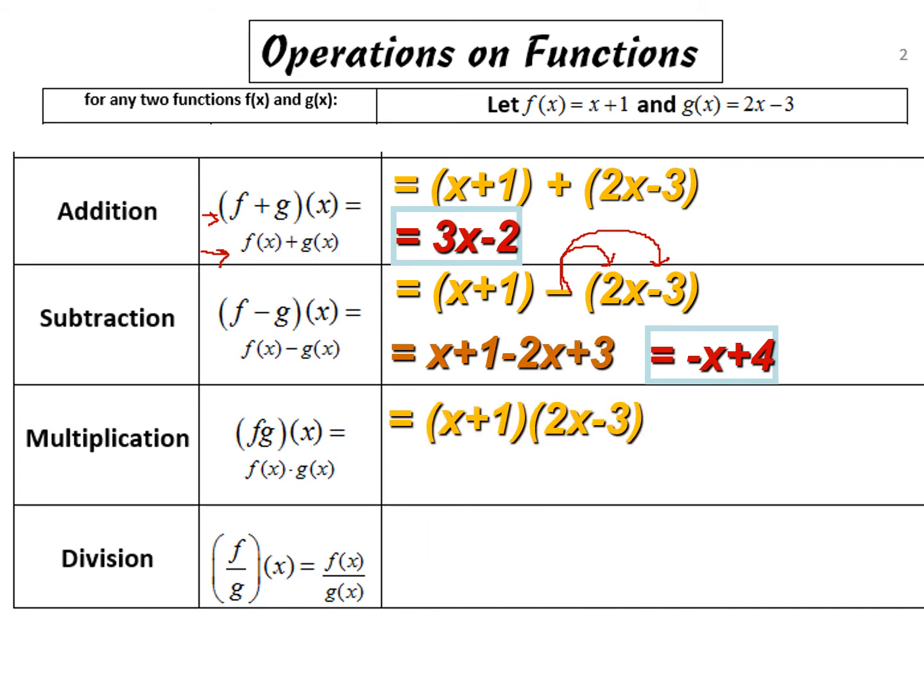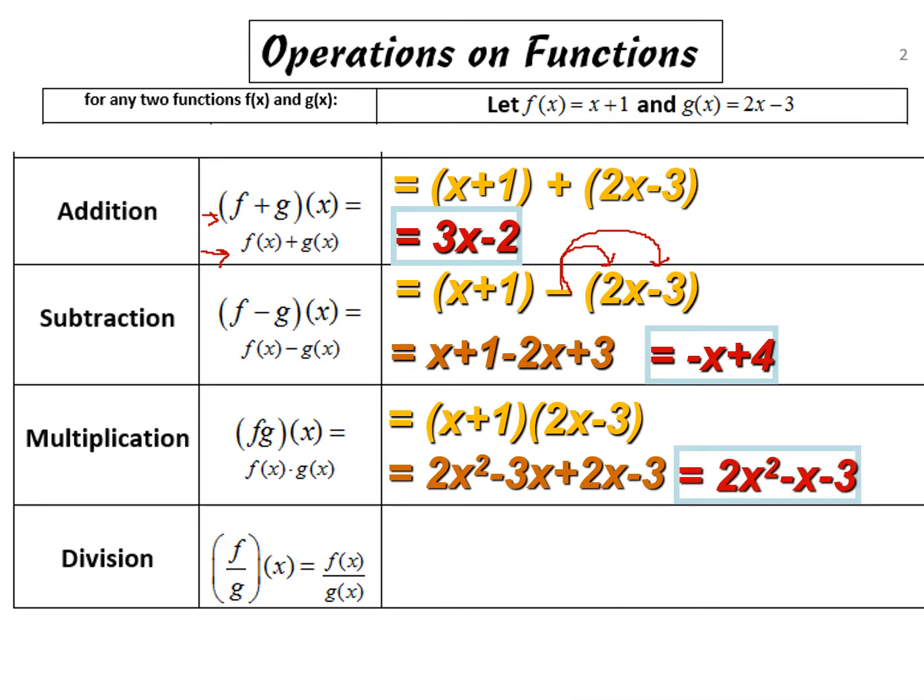The next notation is multiplication. F times g, or you may see it f of x times g of x, means the same thing. We have to put the two functions together and we are going to FOIL. When we FOIL, we get the first term times the first term, the outer term times the outer term, the inner term times the inner term, and the last term times the last term. We combine like terms and we get 2x squared minus x minus 3.